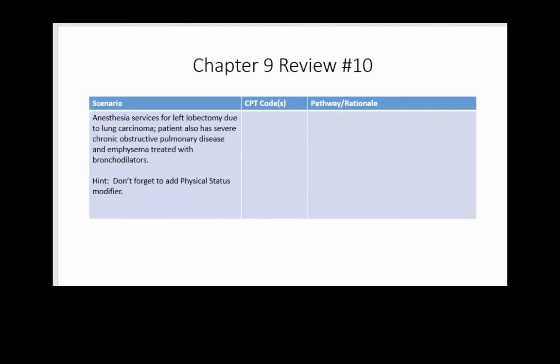Number 10 is anesthesia for a left lobectomy due to a lung carcinoma. Now you remember from your medical terminology, your anatomy and physiology, a lobectomy would be one of the lobes of a lung. The lung has more than one lobe. The patient also has severe chronic obstructive pulmonary disease and emphysema treated with bronchodilators. Now this time the patient has severe disease, so that's probably going to be a P3 physical status modifier along with your anesthesia codes. Remember that the physical status modifiers are located on the inside cover of your CPT codebook.